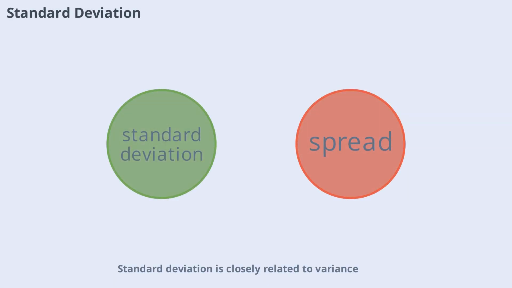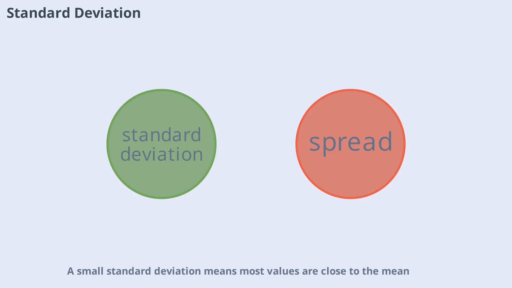Standard deviation is closely related to variance. It's the square root of the variance and gives us a sense of how much values typically differ from the mean. A small standard deviation means most values are close to the mean, while a large one means they're more spread out.